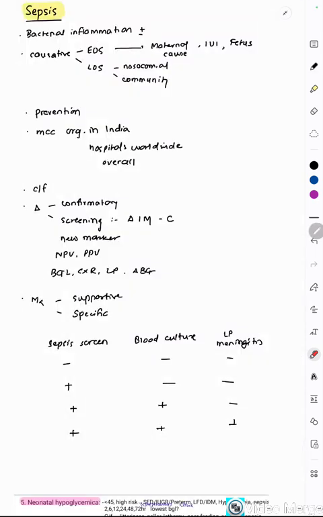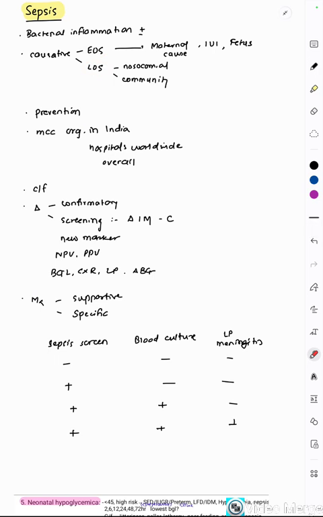Sepsis. Sepsis is characterized by bacterial infection with or without the presence of pneumonia and meningitis. Then sepsis is divided into two categories: early onset sepsis and late onset sepsis. Early onset sepsis is within 72 hours, and late onset sepsis is sepsis after 72 hours.